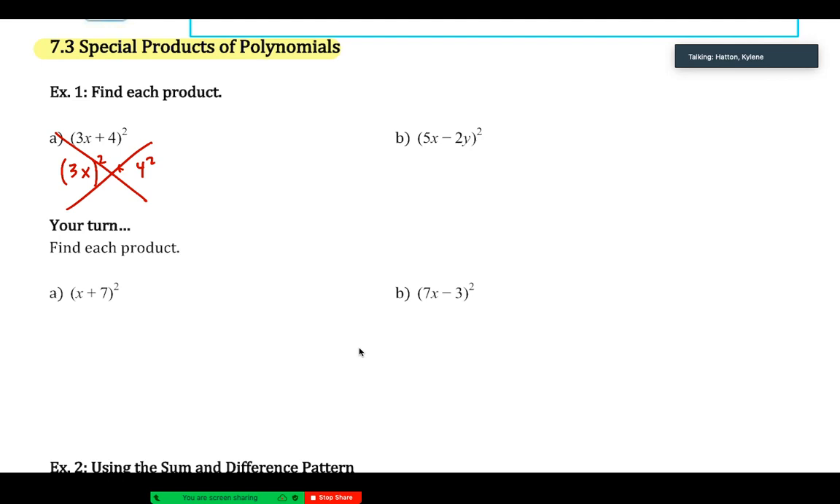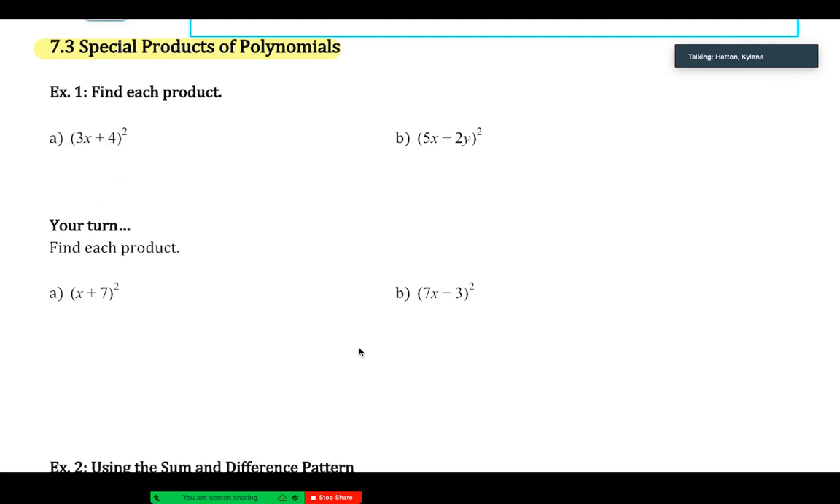We learned a property like that in chapter 6, but that property doesn't apply when you have multiple terms inside the parentheses. That only applied to monomials. So we have two terms inside the parentheses, so I can't use that property. It only works when it's just a bunch of different factors of one big product inside the parentheses.